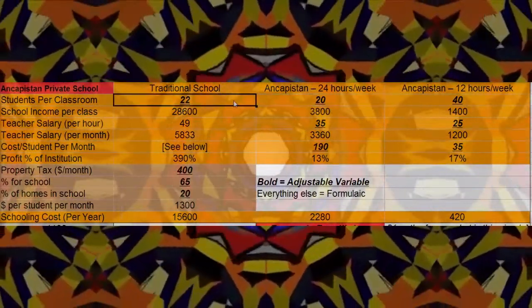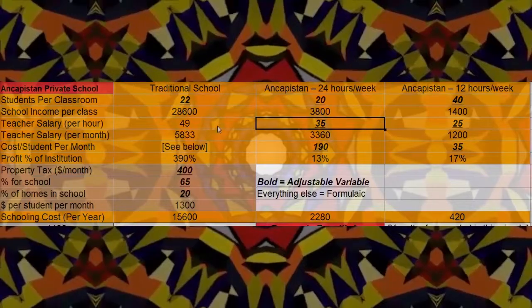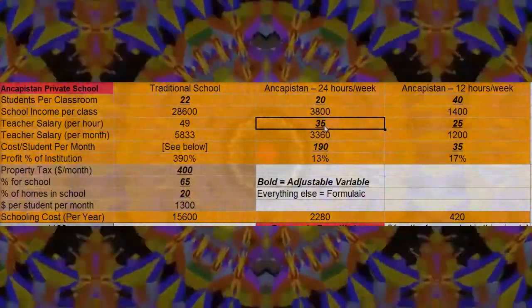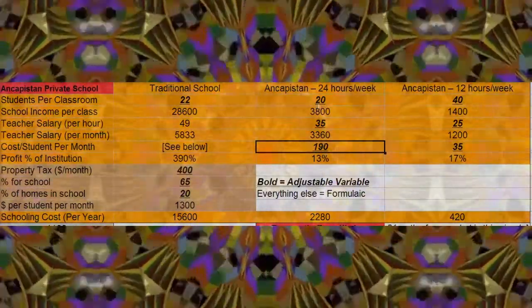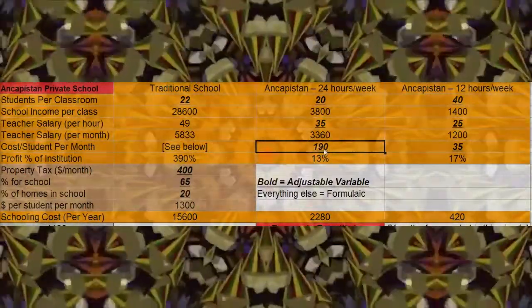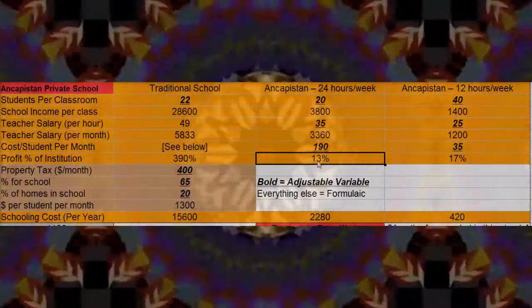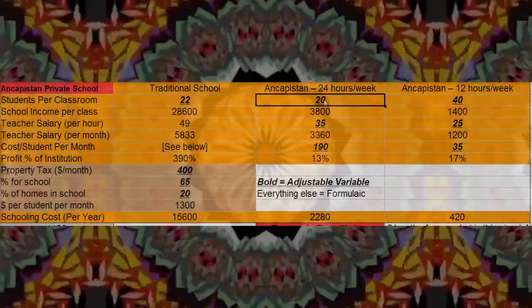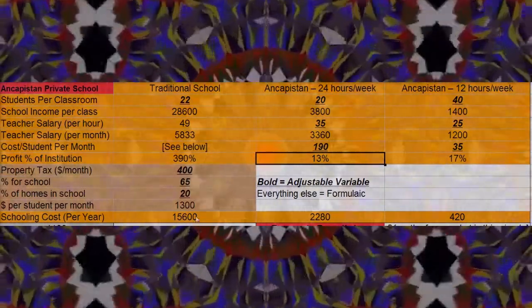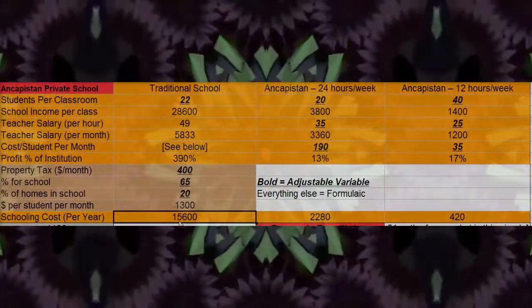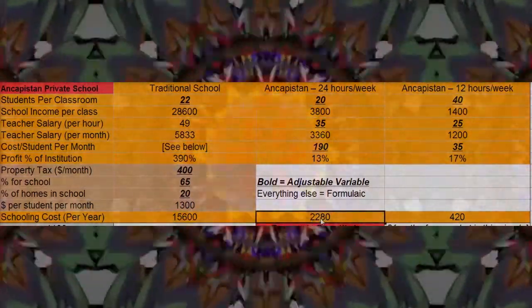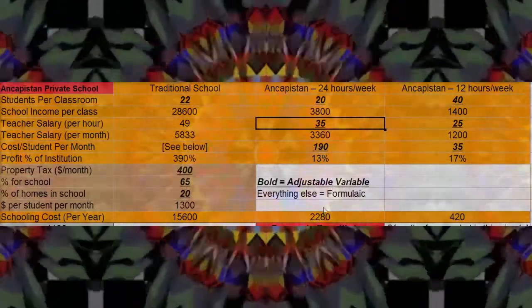So you have a little bit lower students per classroom. Your teacher salary is also much lower because there's no union and everything like that. Well, there might be a union, but it wouldn't be quite as powerful. You do the math. You can just do some calculations based on all of these input numbers, and you get $190 a month at a 13% profit. So this is essentially what you would be looking at for a higher end income in the Ancapistan education system. Now, we already have a schooling cost of $15,000 per year, just this 1,300 times 12. And we're already down to $2,300 with this schooling system.